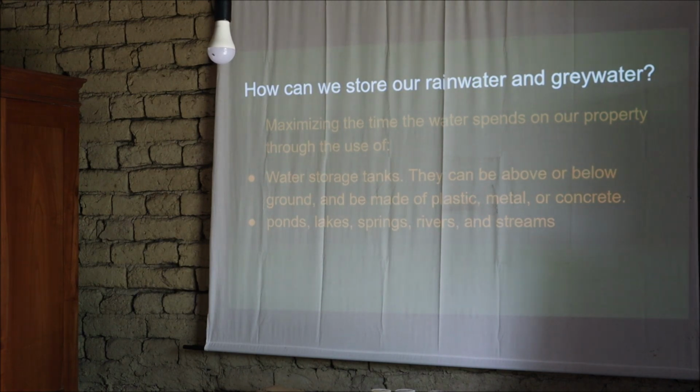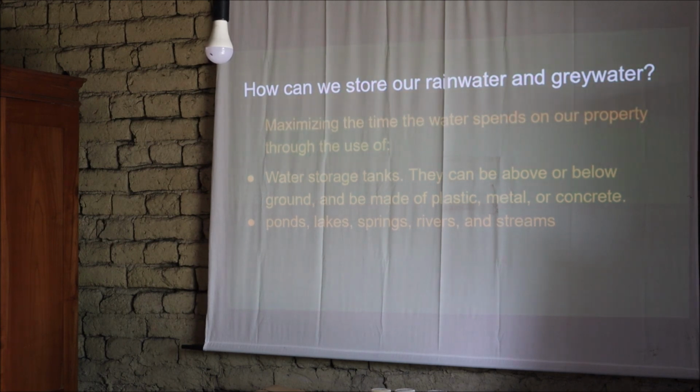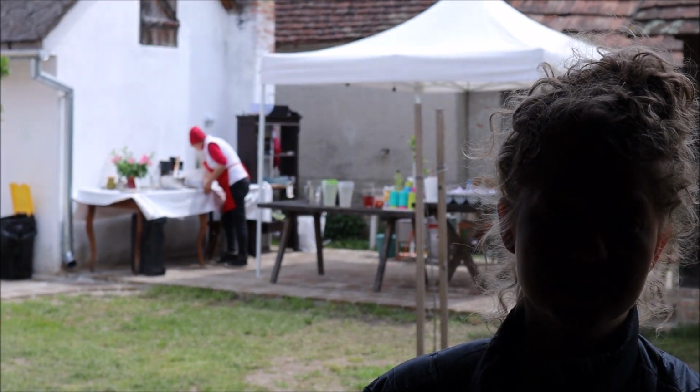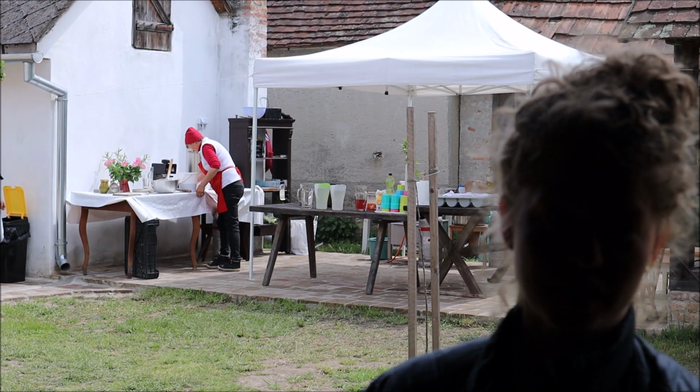They can be either above or below the ground, and made of a variety of usually man-made materials like plastics, metals, or like the IBC containers we were talking about, that I use in my garden. That's a good one. Or under the ground is the cistern, the cisterna. Okay, you know that.